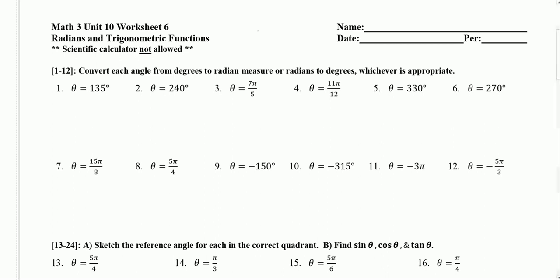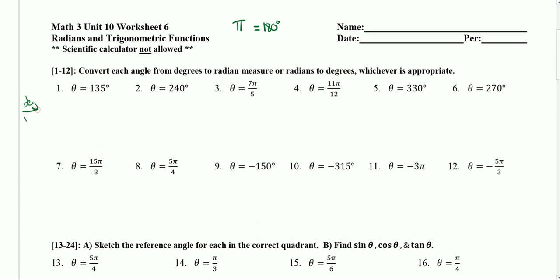Something that's helpful in the conversion process is to know that pi radians is equal to 180 degrees. And so here we're converting each angle from degrees to radians. Number 1, we have 135 degrees. And what I'm going to do is set up a proportion.